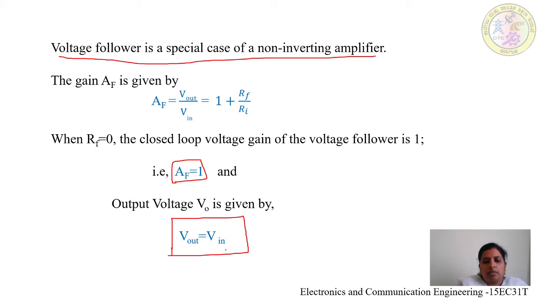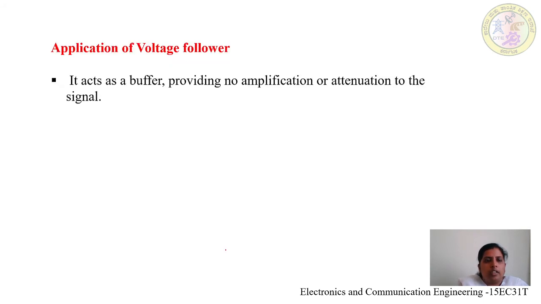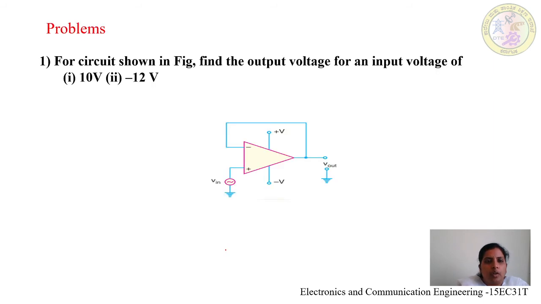Okay, suppose now we give an input of 1 volt, then at the output also we get a 1 volt waveform, like this. And then the application of the voltage follower means it acts as a buffer. Means there is no amplification, there is no attenuation. There is no signal boost-up or any signal loss. Whatever input we give, we will get exactly the same output.